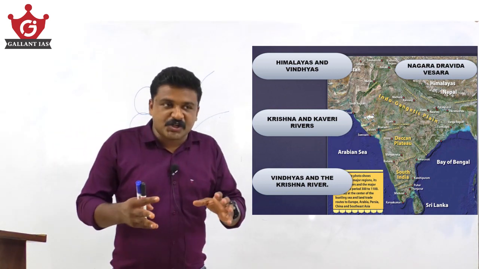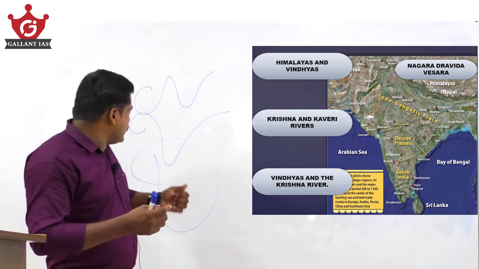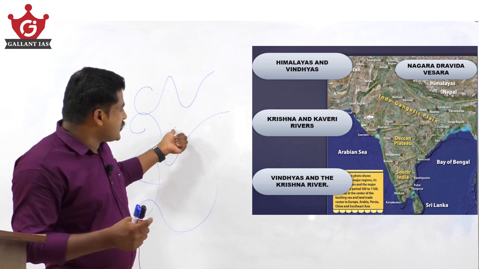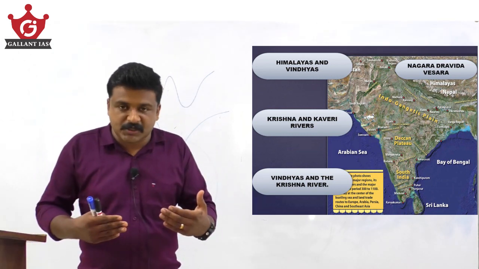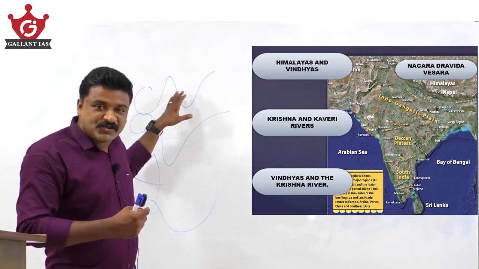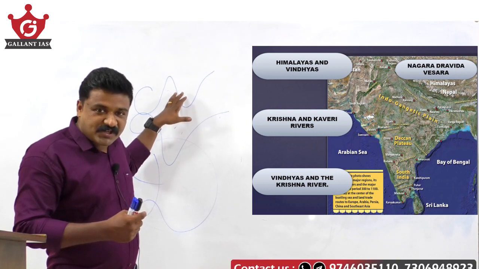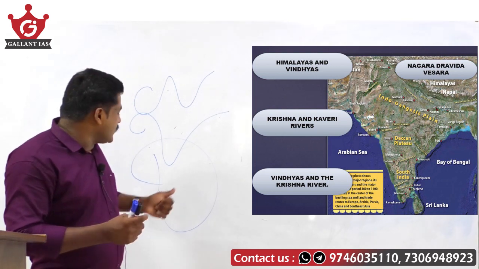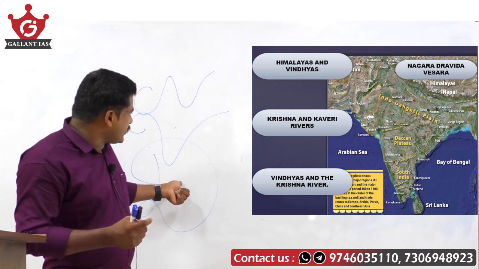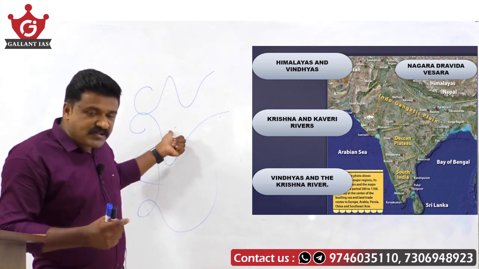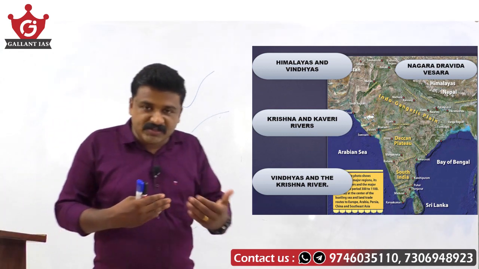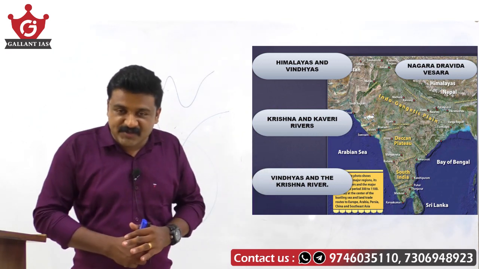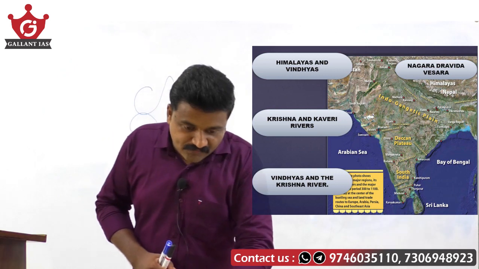Nagara flourished between the Himalayas and the Vindhya region, and Dravida between the Krishna and the Kaveri rivers. Vesara is between the Vindhyas and the Krishna. So the Nagara style, its schools and sub-schools, flourished in the region between the Himalayas and Vindhyas. Dravida is the South Indian style, between the Krishna and Kaveri rivers. Vesara is the Deccani style, between the Vindhyas and the Krishna river. Identify the geographical location of these major styles of temple architecture. Now things are easy for you.